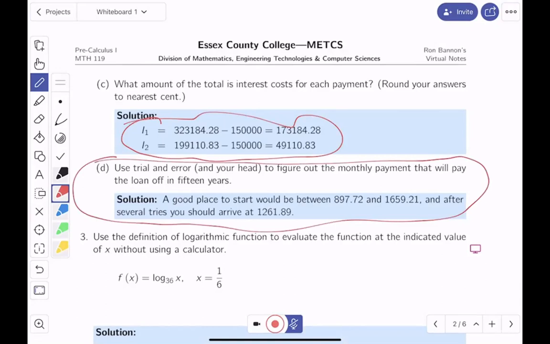This is something that people often want to do. They want to pay off their mortgage quicker. And what they do is they try to either up the amount they're paying or pay more frequently, and they can do that. Again, this is a trial and error problem. What does that mean? You're probably going to need to use a calculator to do that. All right. Let's go to number 3.